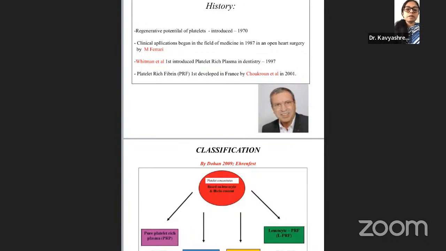Ferrari. Whitman et al. introduced the PRP, the previous version of PRF, which is platelet-rich plasma, in dentistry in the year 1997. After that, due to the various disadvantages, the PRF, that is platelet-rich fibrin, was developed in France by Choukroun et al. in 2001.